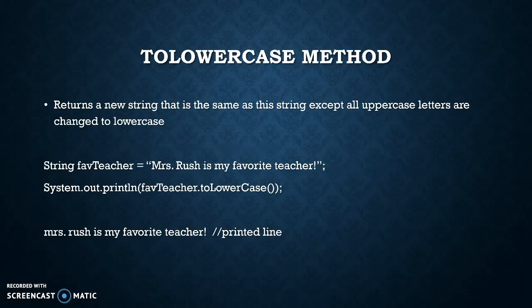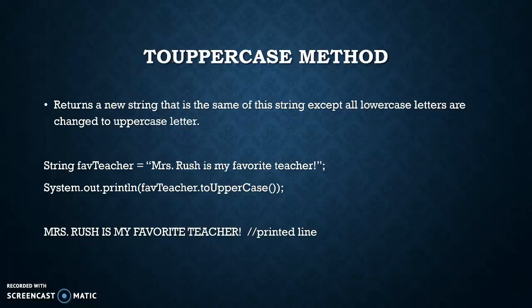toLowerCase method. This returns a new string that is the same as this string, except all uppercase letters are changed to lowercase. So if there's any uppercase letters located in the string, it's just going to change them into lowercase and return the string. So favTeacher has a value of "Mrs. Rush is my favorite teacher", type String. So if I did an SOP on favTeacher.toLowerCase(), I'm going to get Mrs. Rush is my favorite teacher, but everything is going to be printed in lowercase.